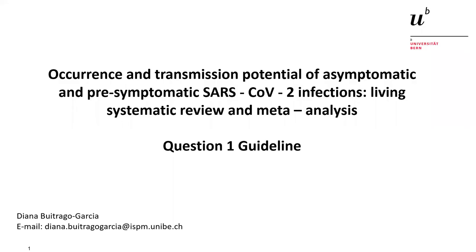Welcome to the video tutorial for the screening of studies to be included in our systematic review, occurrence and transmission potential of asymptomatic and pre-symptomatic SARS-CoV-2 infections. In this video, I will focus on the criteria and relevant aspects to take into account when screening studies that will answer question 1. So let's review question 1.